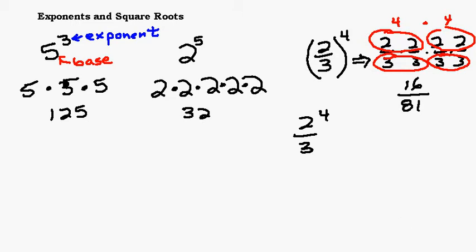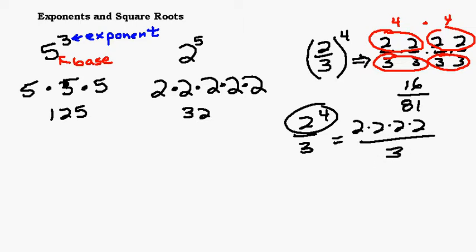Now on the other one where we did not have the fraction in parentheses, we would have only taken the exponent to the numerator without those parentheses. That's what it means. There's a difference there. You need to pay attention to whether there's parentheses or not. So in this case, you'd have 2 times 2 times 2 times 2, which is still 16, and then you just have the 3 in the bottom because that didn't get taken to the 4th power.